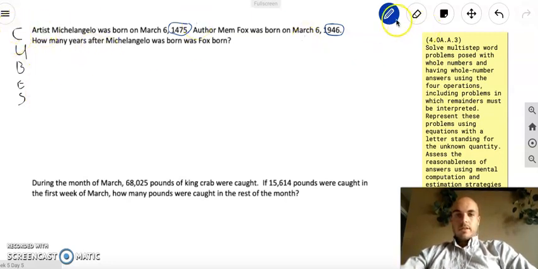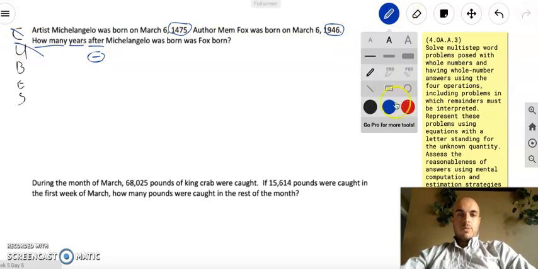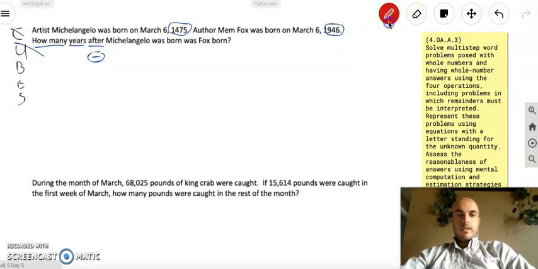There we go. Okay, let's underline our important information. We're underlining how many, so that's what we're looking for, and we're working with years, and then after. After is a key word here. I'm going to be finding the difference, which means I'm actually going to be subtracting these two. Let's box what's being asked, and I always do that in red, like so.